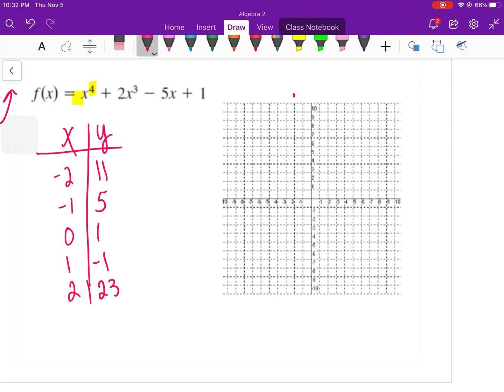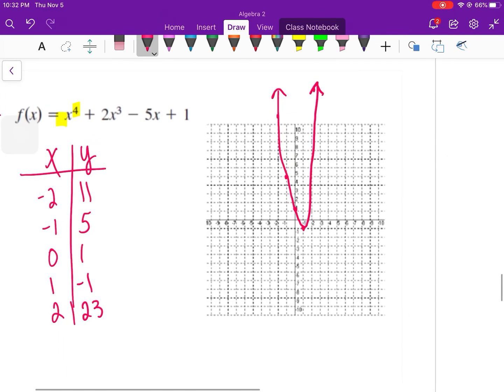Then I'll graph this. So -2, 11 is up here, -1, 5, 0, 1, 1, -1, and 2, 23 is up here. So I can draw this as it is, connecting the dots from left to right.